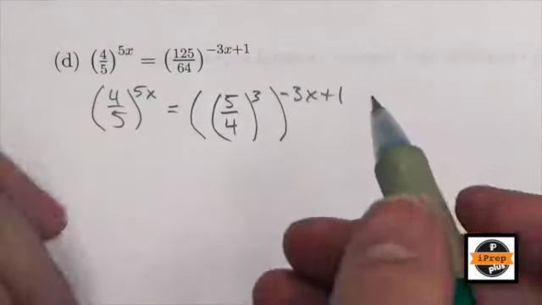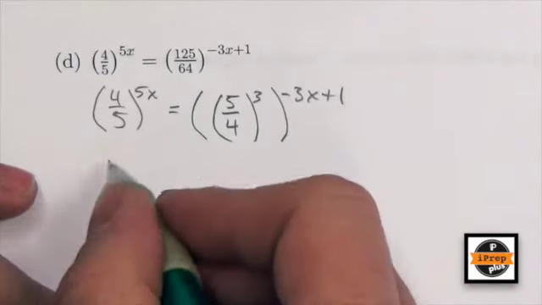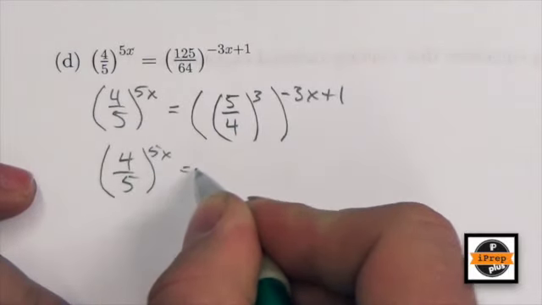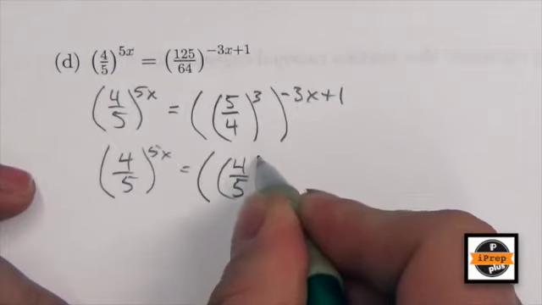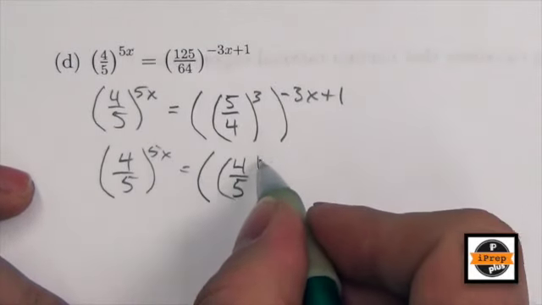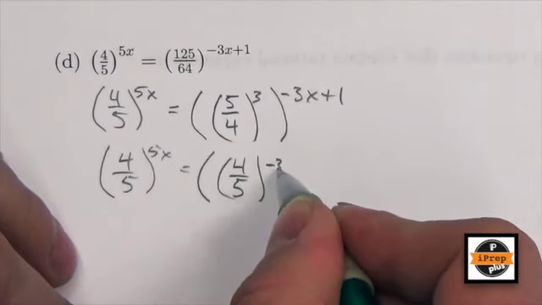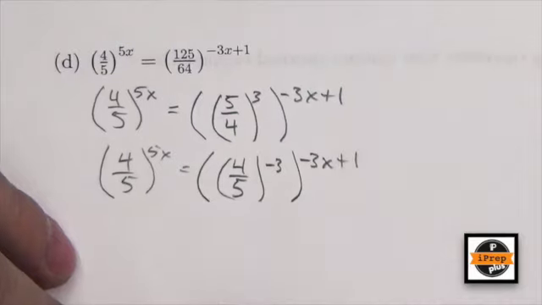So I got to flip something here. Now, it doesn't really matter which one I flip, but I like having the smaller number up top here. So I'm going to leave this side the way it is. But we're going to reciprocate this to make it 4/5 here. That's going to put a negative in the exponent because of the reciprocal, and there's already a 3 there, so that'll make this -3. This is still to the -3x plus 1.